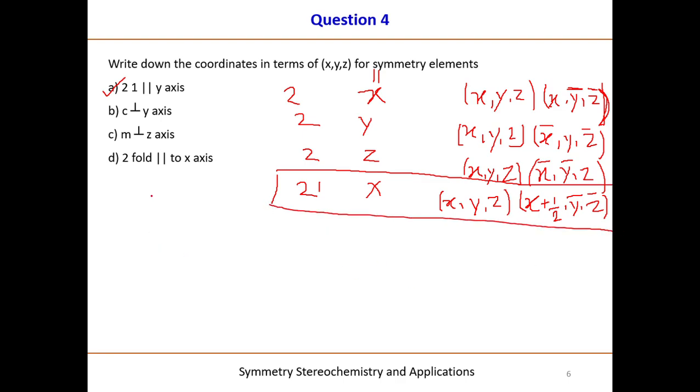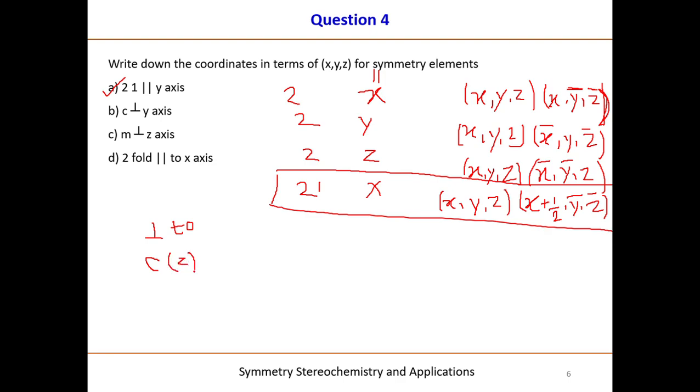Okay. Now the next is given here, C perpendicular to y-axis. If we talk about the perpendicular axis, then we know that if A is there, it means the x-axis, the x coordinate, and B means the y coordinate. Here it is given C, which means the z coordinate. C means z, so either we can write C or we can write z.